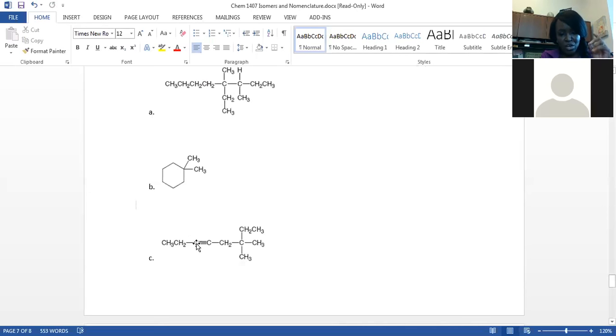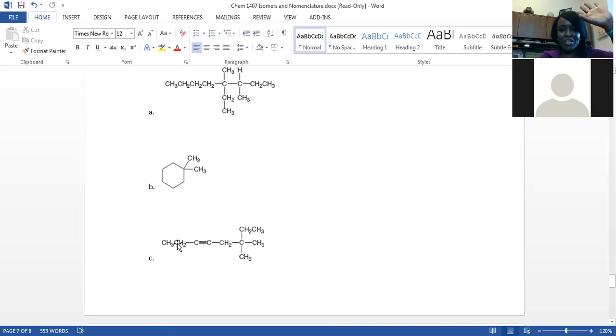Let me try to get to the triple bond from the top right. Up here, 1, 2, 3, 4, 5. You get to the triple bond at carbon 5. Since I get to the triple bond sooner from the left, at carbon 3, you will start numbering your carbons on the left. You number this as carbon 1, carbon 2. I hope you can see the mouse movements. I just thought about that.